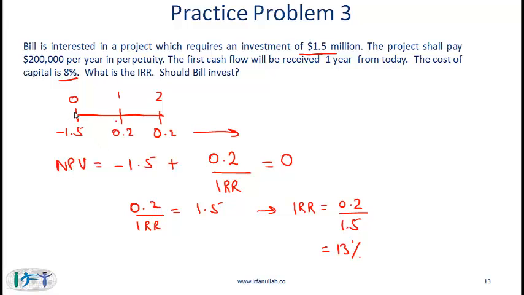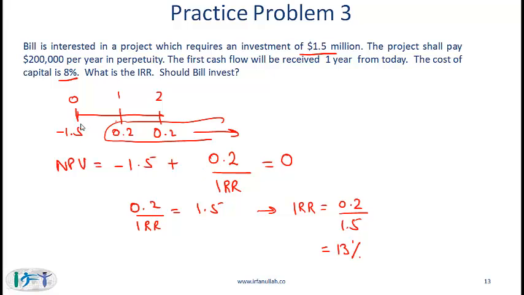The NPV for the project is equal to minus 1.5, and we are working in millions here. So that's the initial investment. Plus at time 0, the present value of the future cash flows. What we are getting starting year 1 is a perpetuity of 0.2 million. The present value of this perpetuity is 0.2 divided by the rate, and the present value will be one period before the first cash flow. So the present value of 0.2 divided by rate is at time 0.